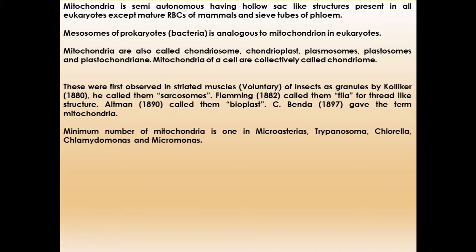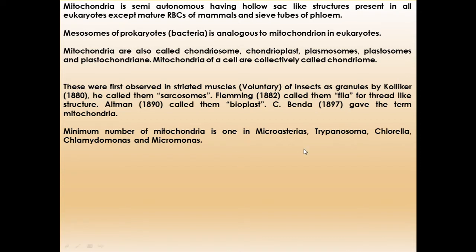Then the number of mitochondria. The number of mitochondria depends on the metabolic activity of the cell. If the cell is in a high metabolic state, like germination of seeds, where high metabolism is going on inside the seed, then there will be a large number of mitochondria. If there is less metabolism, then there will be fewer mitochondria inside the cells. Besides this, there are also some cells which have only one mitochondrion.